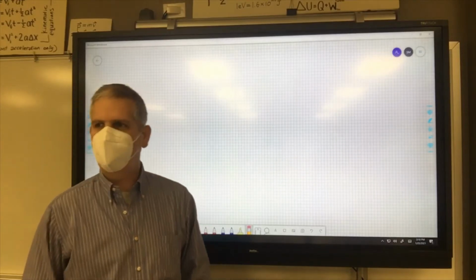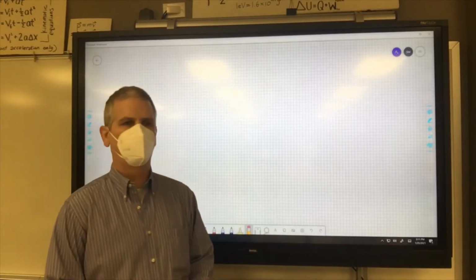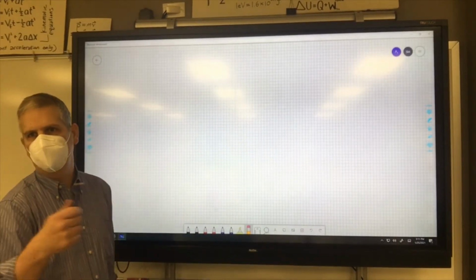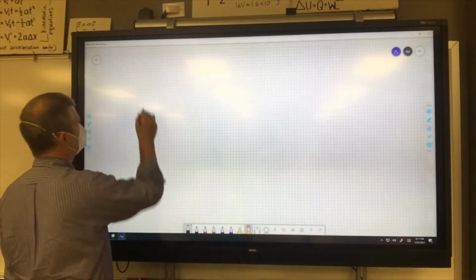So last time we were talking about circular motion, and we found the equations for circular motion that depended on position. If you need to move someplace, that's fine. So we had a circle. Let's go ahead and try a circle here.